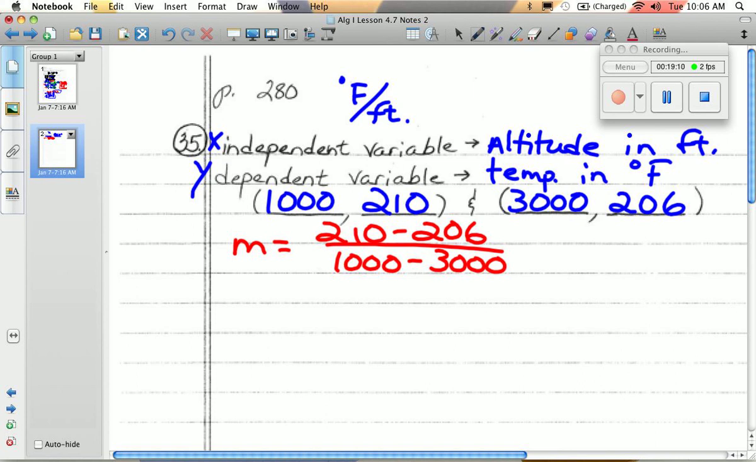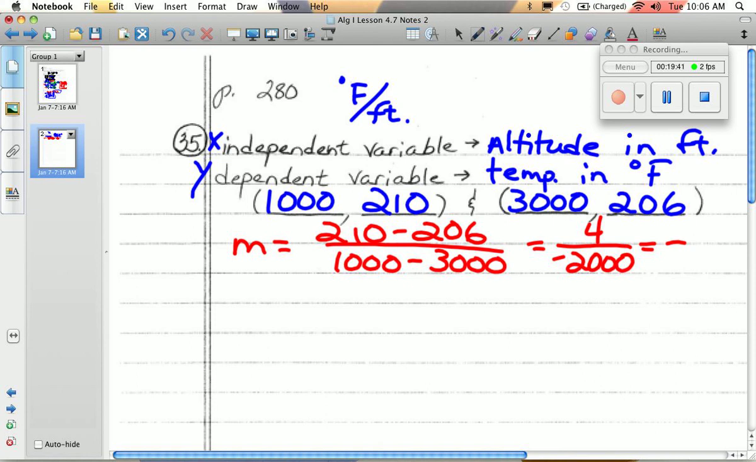Now, what is 210 take away 206? 4. Okay. And what is 1,000 take away 3,000? Negative 2,000. Now remember, we don't like slope to be a decimal, right? But this isn't going to be an integer, is it? So we'll simplify that as a fraction. What's a positive divided by a negative? Negative.